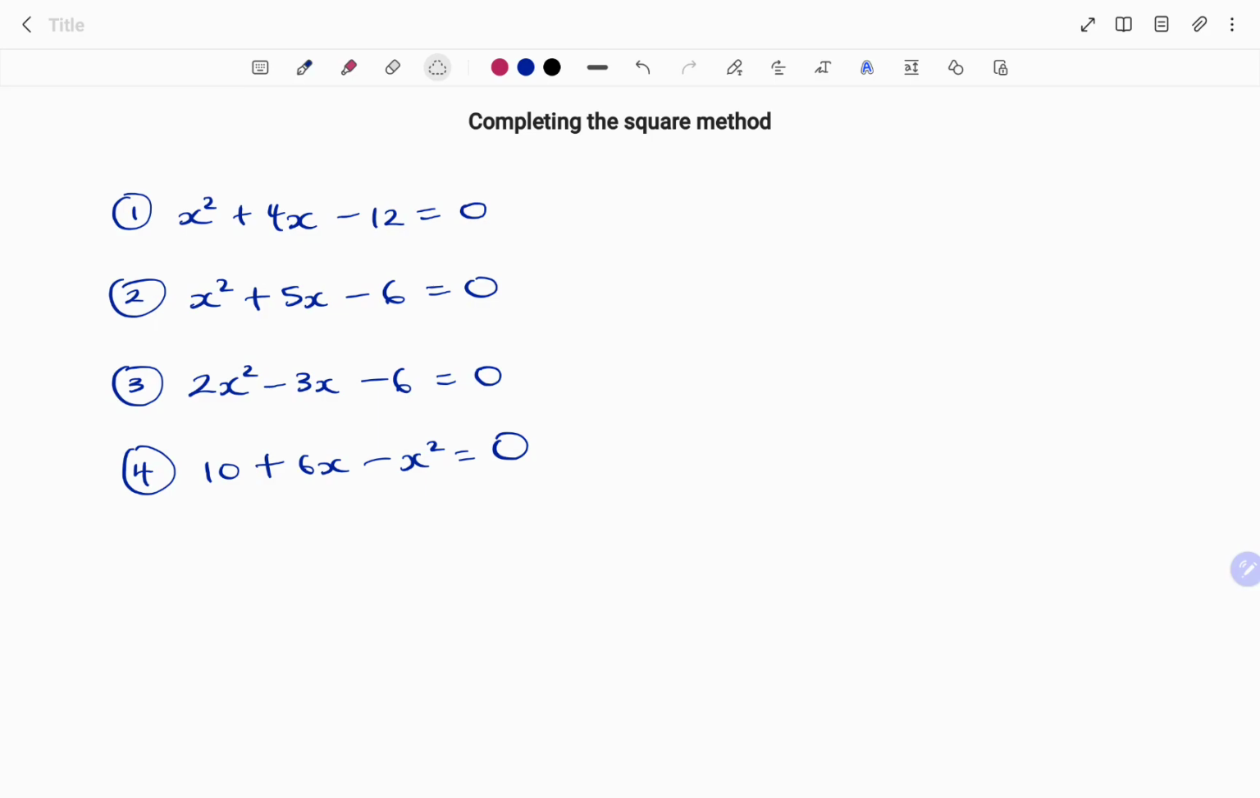Today I'm going to solve the following quadratic equations using the completing the square method.